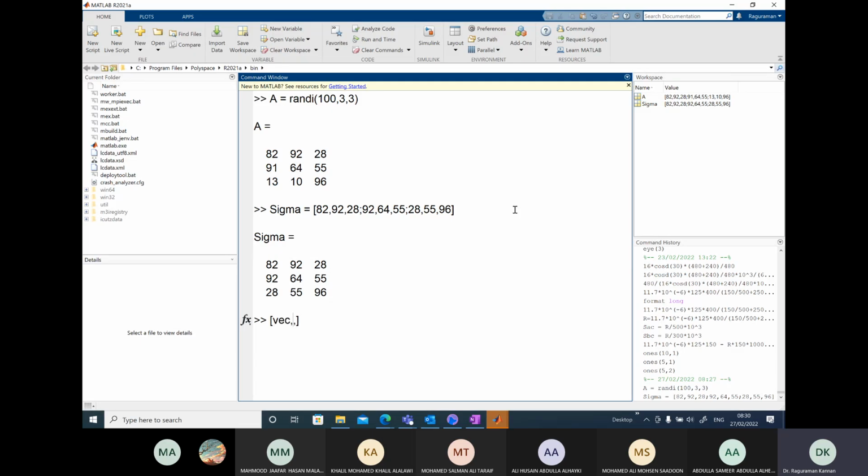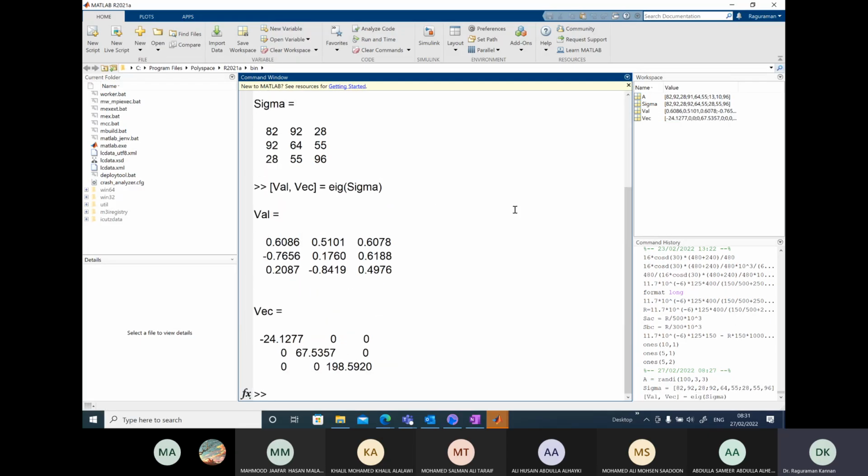Okay, so let's see that. How do we get it? Eigenvalues. It is the eigenvalues first. Just use the command eig in your MATLAB, and you will directly get the values. The order is reversed: the values come second and the vectors here.